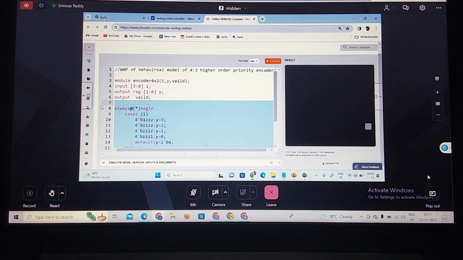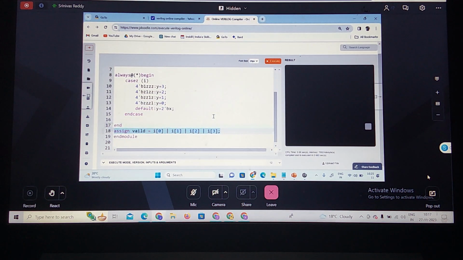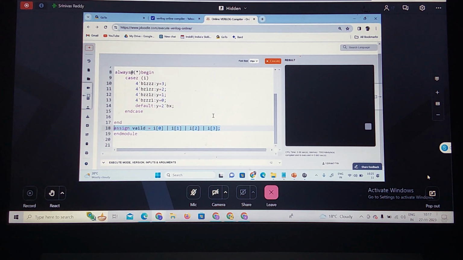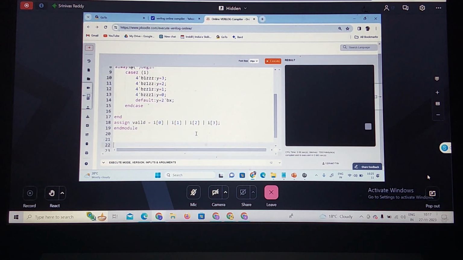Behavioral model. Always plan. This is for what? Continuous assignment statement. Data flow assignment statement. Here I am using what? Both, to model the encoder. Mixed mode modeling technique. Is it clear? Now can you write the test bench and verify the output of this program, whether it is functioning as an encoder?